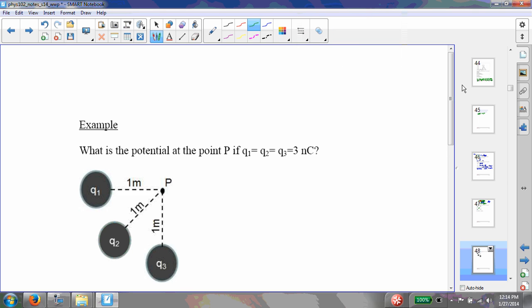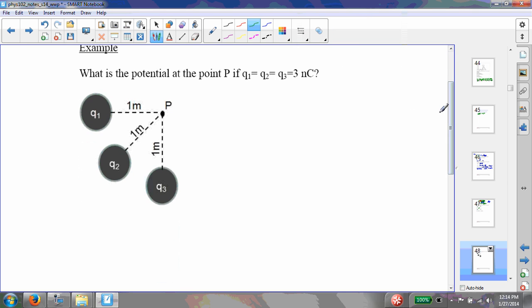Okay, let's calculate the potential due to a collection of point charges. So I have these three charges. They each have a charge of 3 nanocoulombs, and I want to know what is the potential at some point P, and here I've chosen that point to be 1 meter, just in order to give us nice, easy round numbers. What is that potential at that point?